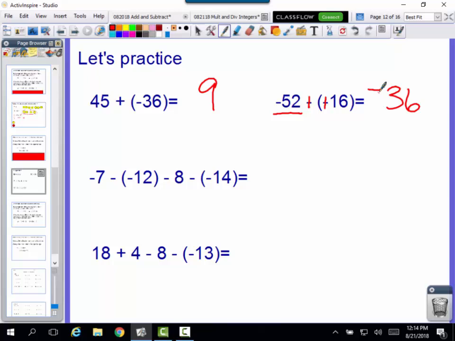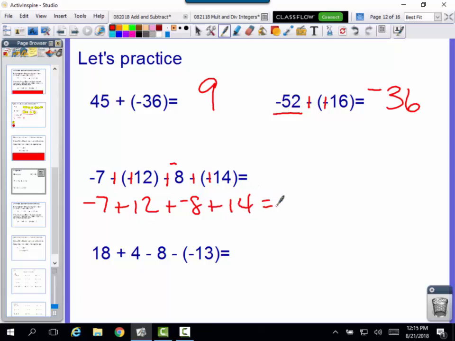Now, if we have a string of numbers here, what I want you to focus on are all the minuses. Okay, so here's a minus right here. So this front one is a negative, so we leave it alone. We don't mess with it, but this one is a minus. So I'm going to change this minus to a plus, and the 12 is going to change to a positive. Then I'm going to change this minus to a plus, and the 8 is going to turn into a negative. Then I'm going to change this minus into a plus, and this negative 14 will turn into a positive 14. So what we end up with is negative 7 plus 12 plus negative 8 plus 14.